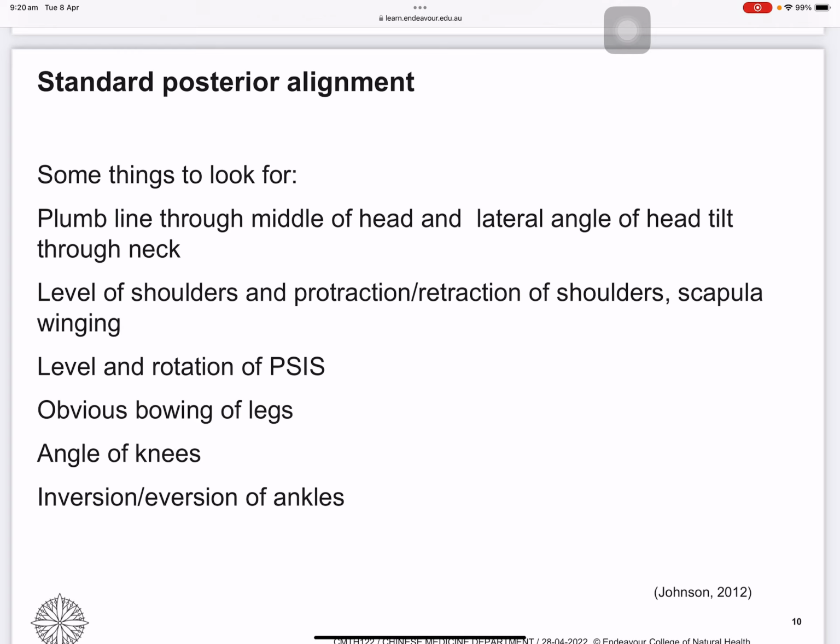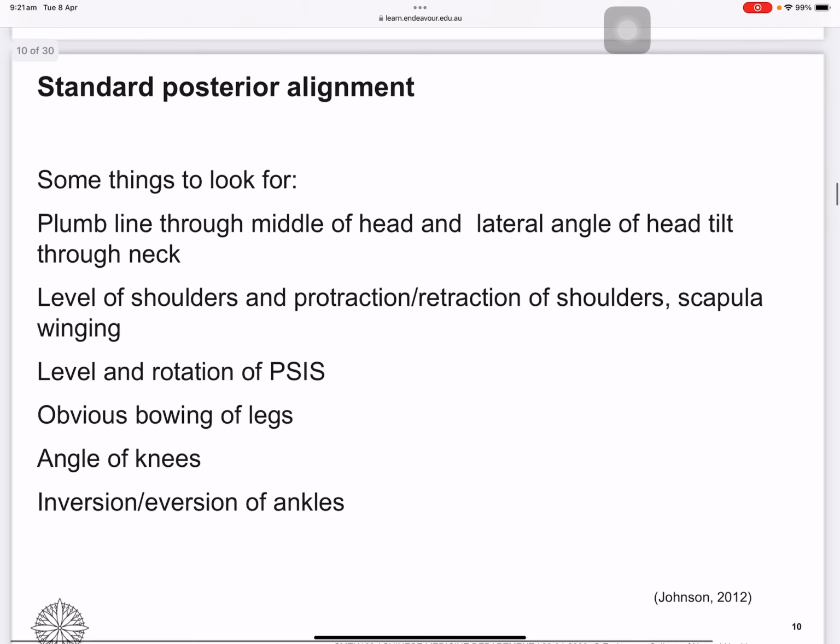So if the patient's lower back is like this, maybe the left side is higher than the right side. So normally the leg length is imbalanced. One side may be long and one side may be short, so we need to check that as well. This is a very simple analysis to see which side is tighter than the other side.